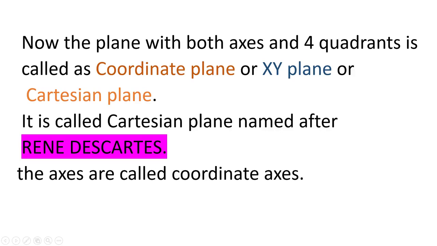Now the plane with both axes and four quadrants is called the coordinate plane. It is also called the xy plane or the Cartesian plane. It is called the Cartesian plane, named after René Descartes. The axes are called coordinate axes.